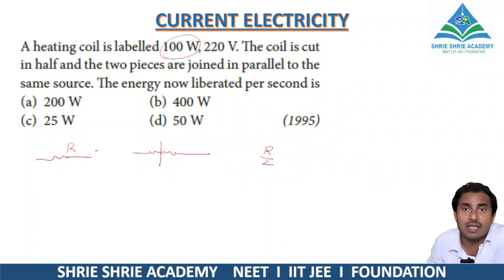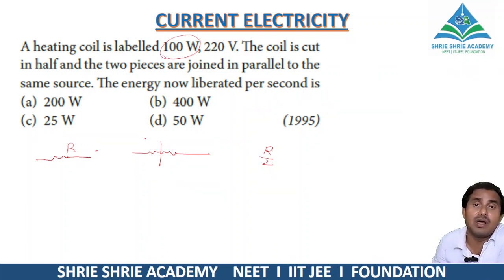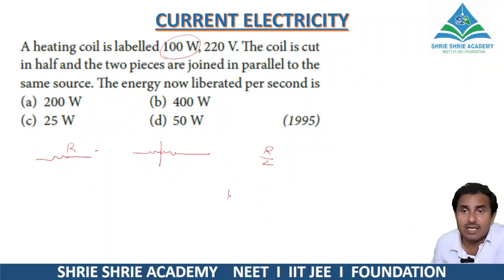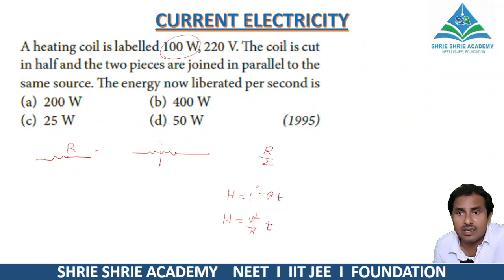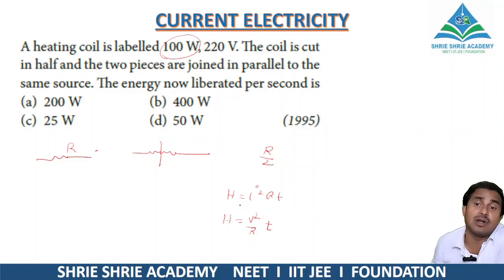The coil is actually divided into two parts connected in parallel connection. Now, which formula for the energy liberated can you use? Heat energy means you can use H = I²RT, or H = V²/RT. This is there. But now which one do you have to use?